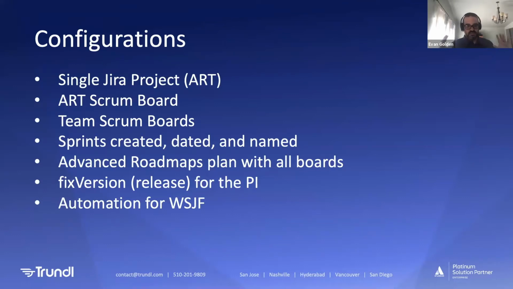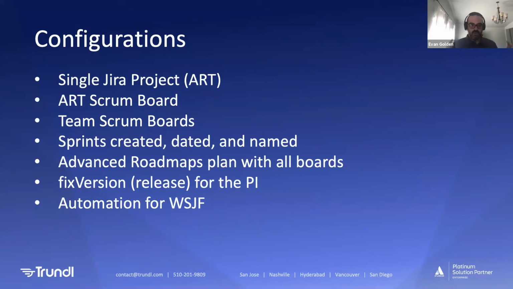So before we get into the solution demo itself, what I wanted to walk through quickly were the configurations that are basically the prereqs to get the solution up and running. What we did here was a single Jira project for an Agile Release Train. You could do multiple projects by team if you wanted to, but we did a single one, which will basically house all of the features or epics and all of the stories that those teams are working on.